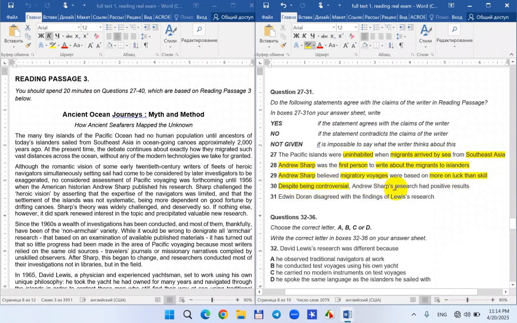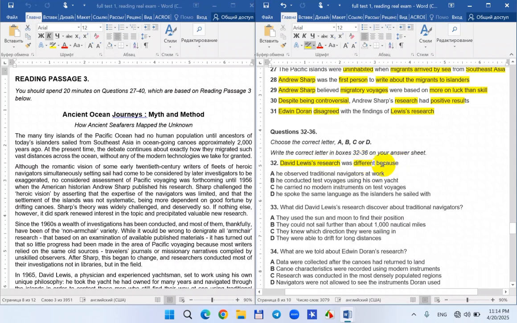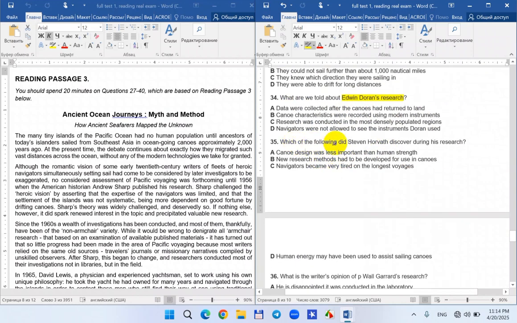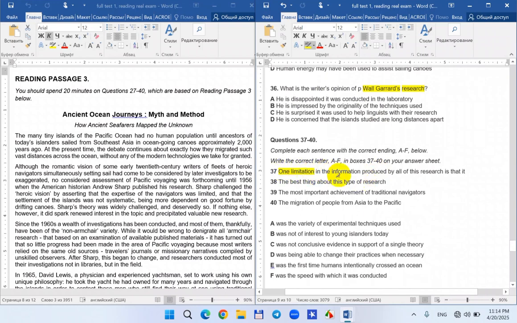So despite being controversial, his research had positive results. Did it have positive results? We will check. Edwin Doran disagreed with the findings of Lewis' research. This research was different because we need to find a reason. What did David Lewis' research discover about traditional navigators? What are we told about Edwin Doran's research? Which of the following did Stephen Horvath discover during his research? What is the writer's opinion of this person's research? Now we have one limitation in the information produced by all of this research. The best thing about this type of research, the most important achievement of traditional navigators, migration of people from Asia to the Pacific.